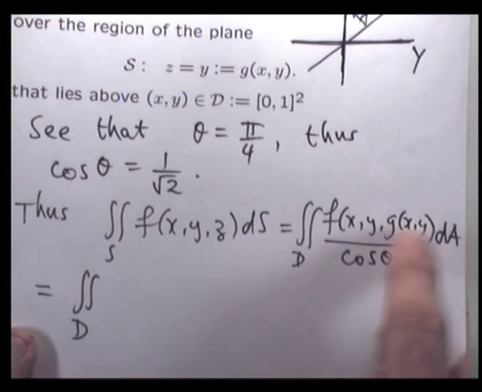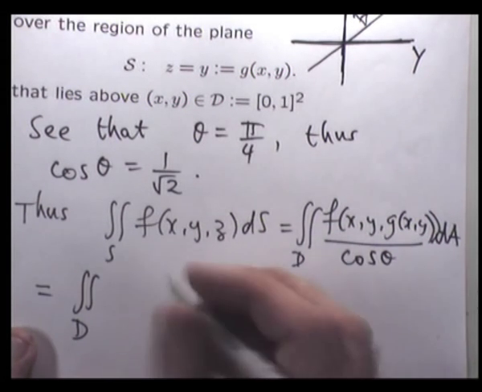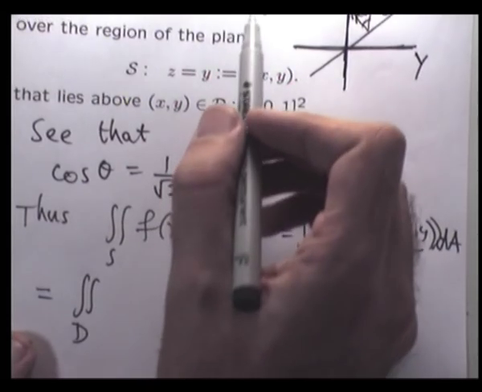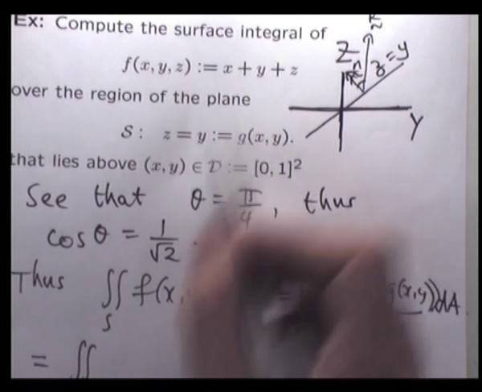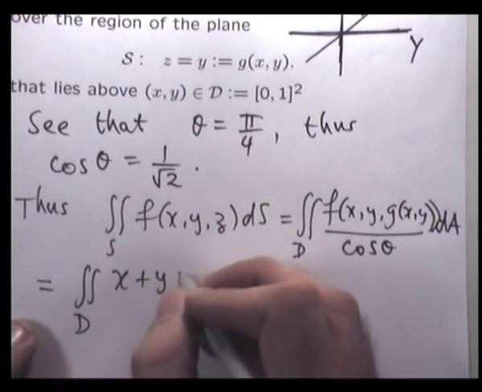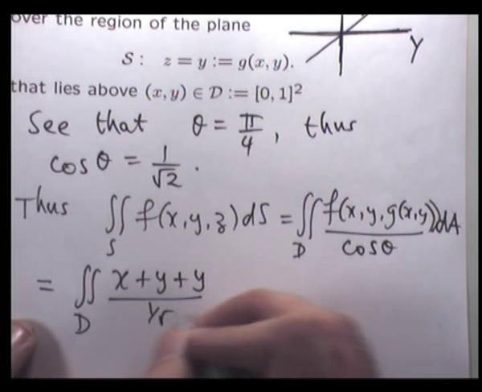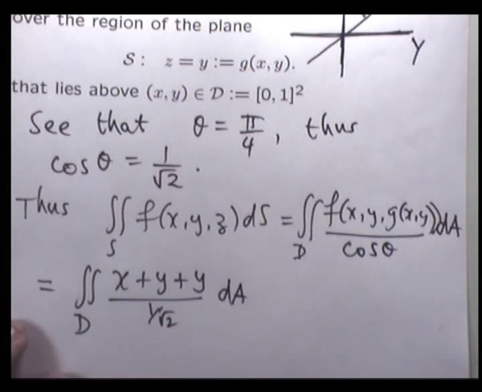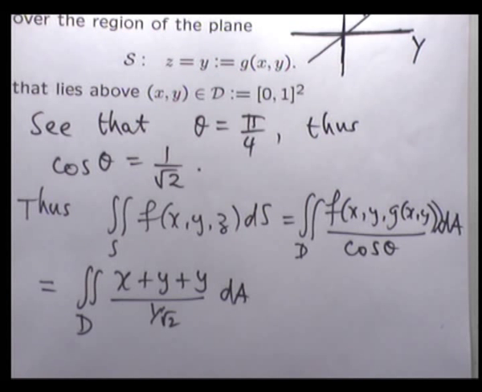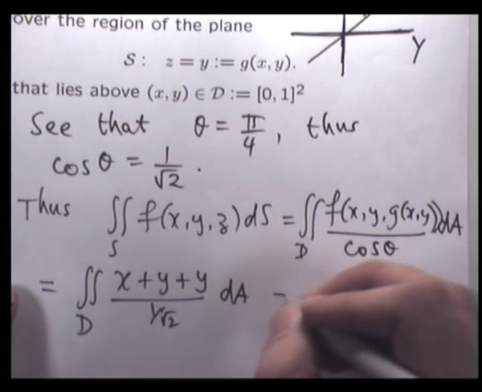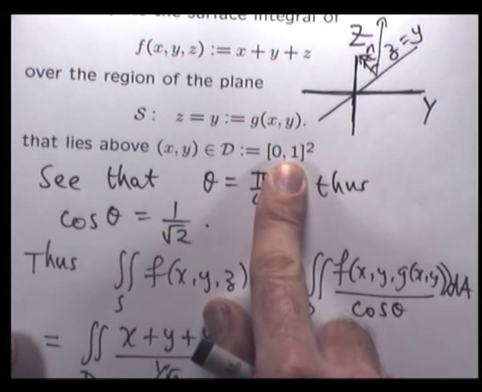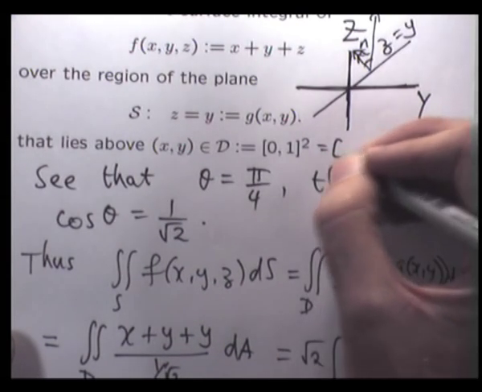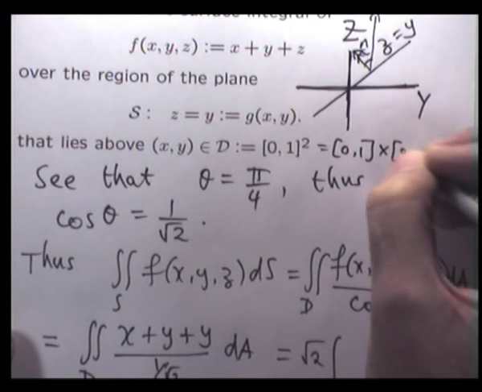All right, so F at x, y, g is going to be, what's it going to be? x plus y, because the y comes from there. So essentially we're integrating the following. Now, you can see up here, this is our parameter domain. By this notation, of course, I mean 0, 1 crossed with itself.